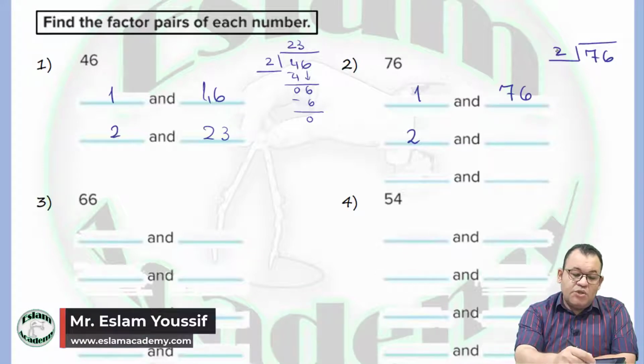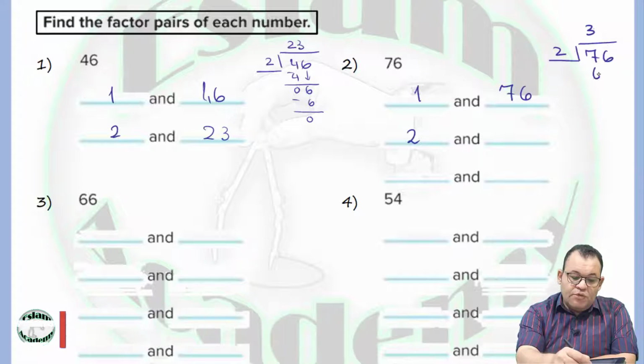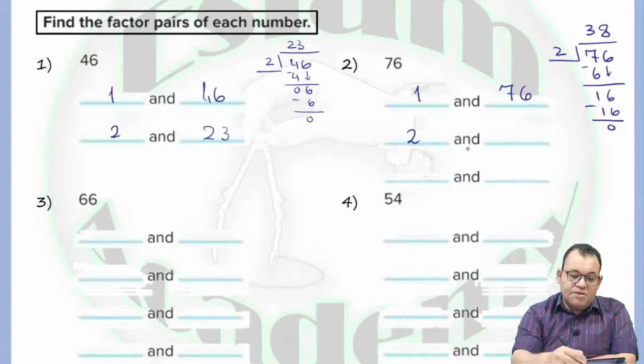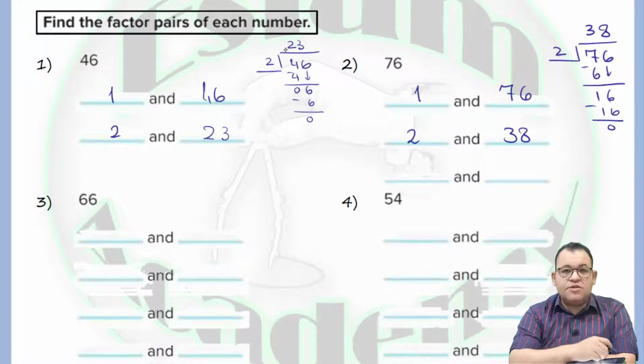7 divided by 2, the closest number now will be 3, because 3 multiplied by 2 equals 6. By subtracting, it will be equal to 1. Bring down the next number, which makes 16. So 16 divided by 2 equals 8, because 8 multiplied by 2 equals 16. By subtracting, it will be 0. So we have here 2 and 38. If you multiply them together, the answer will be equal to 76.